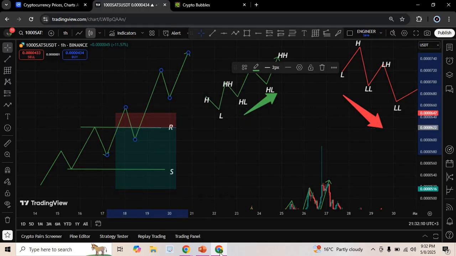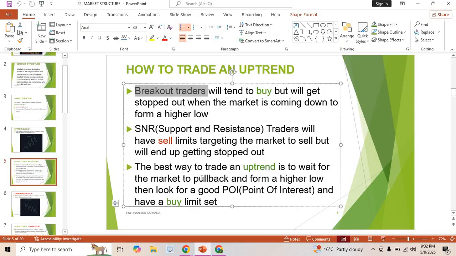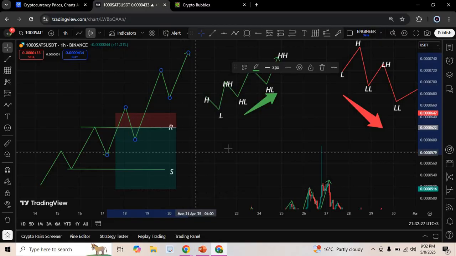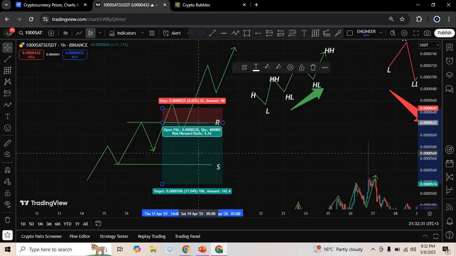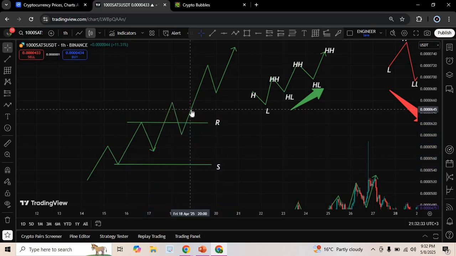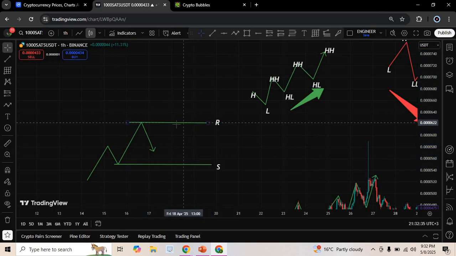So what's the best way now to trade an uptrend? The best way to trade an uptrend is to wait for the market to pull back and form a higher low, then look for a good POI, or point of interest, and have a buy limit set. So let's look at that. Let me delete this. We use the same one to illustrate.